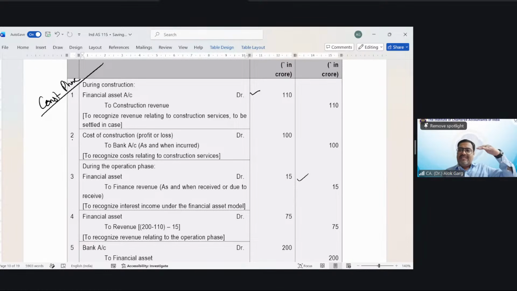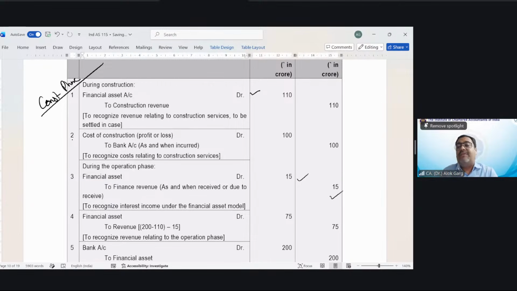So this financial asset will give you the interest income, finance income. Through the finance income or interest income, financial asset will go up, right? And your financial asset will be reversed by the collection. Okay. So 15 crore you have recorded as what? Finance income. Okay. Financial asset account debit to finance income.